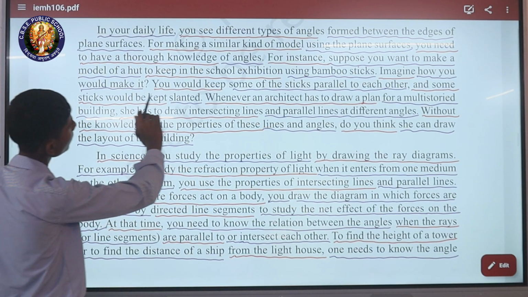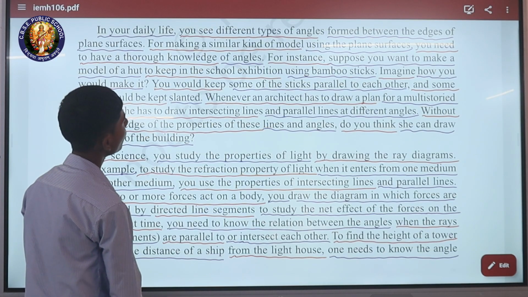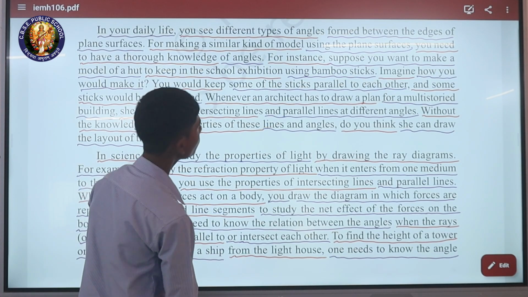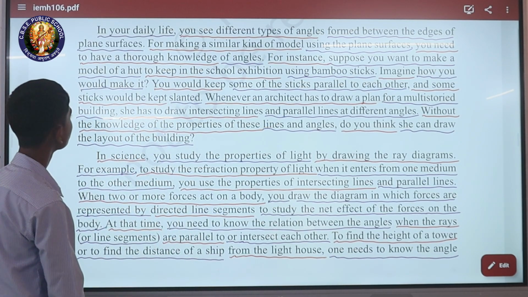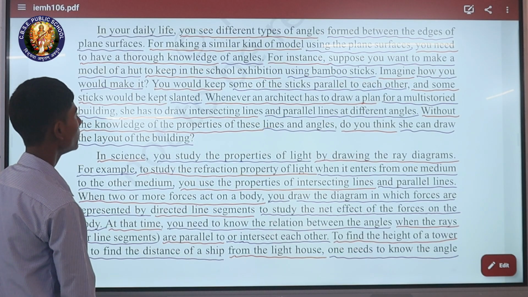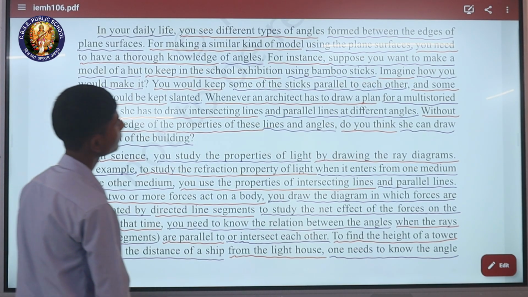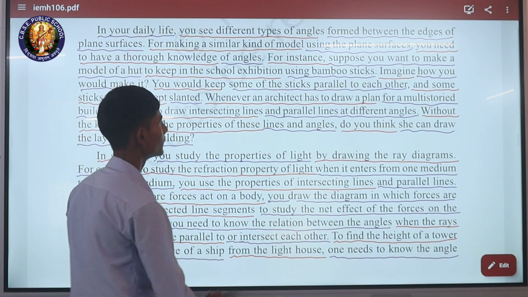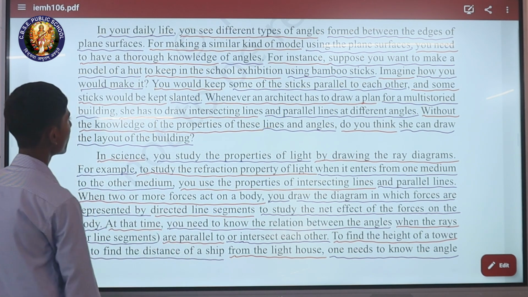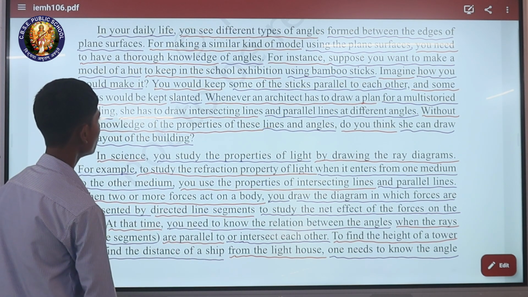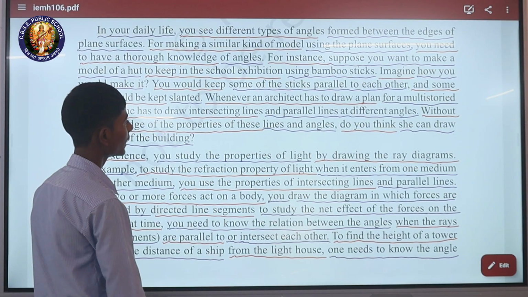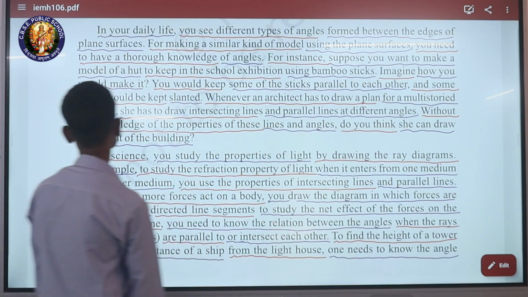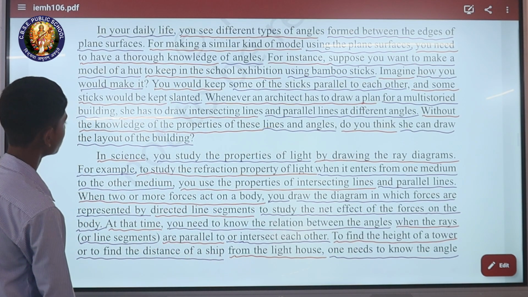you need to have a thorough knowledge of angles. For instance, suppose you want to make a model of a heart to keep in the school exhibition using bamboo sticks. Imagine how you would make it. You would keep some of the sticks parallel to each other, and some sticks would be kept slanted.